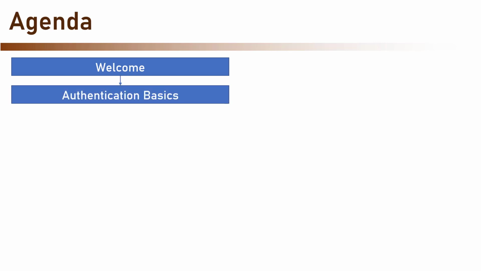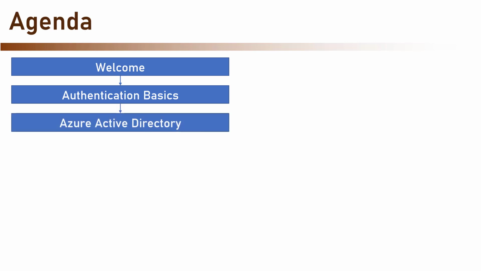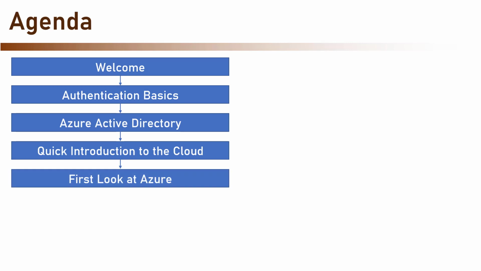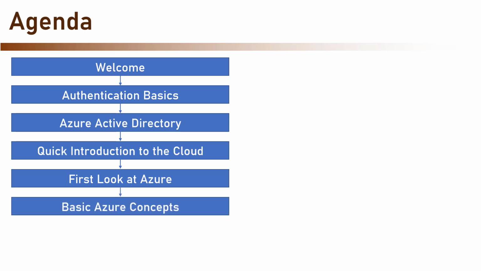Next, we are going to talk about authentication basics, which covers the protocols and practices of authentication and authorization. Then we are going to have a quick introduction to Azure Active Directory. Now, since Azure Active Directory runs in the cloud, in the Azure cloud, next we are going to have a quick introduction to the cloud in general. And after that, we are going to have a first look at Azure, which is the cloud that Azure Active Directory runs in. And after that, we are going to learn and use basic Azure concepts.